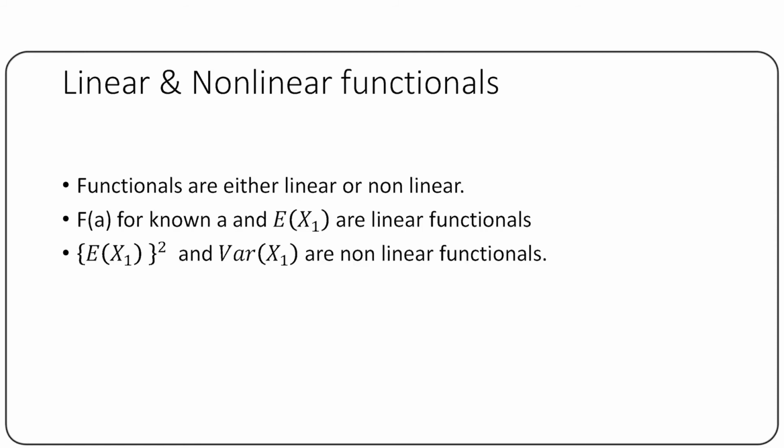But what about its square? So we find that expected value of x under alpha f1 plus 1 minus alpha f2, the square, is not equal to alpha times expected value of x under f1 squared plus 1 minus alpha times expected value of x under f2 squared. Therefore, by definition, theta is not a linear functional.